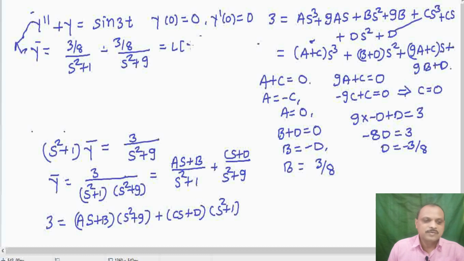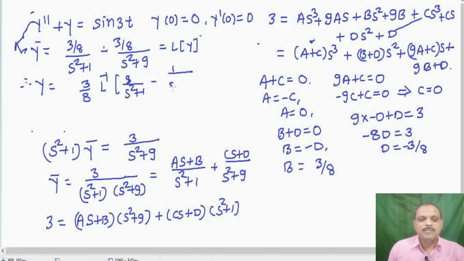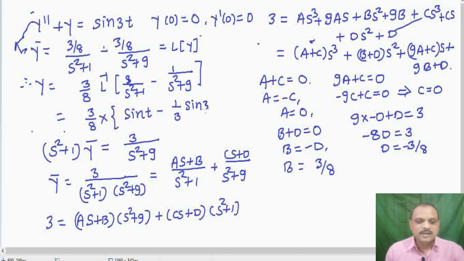And therefore y equal to, let us take 3 by 8 common, L inverse of 1 divided by s square plus 1 minus 1 divided by s square plus 9. This is 3 divided by 8 into sine of t minus 1 divided by 3 into sine of 3t. Okay, so this is the solution y.